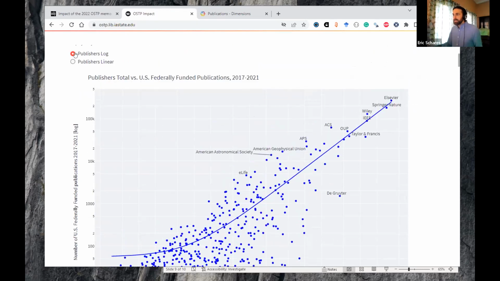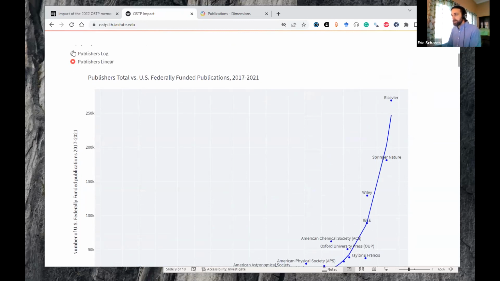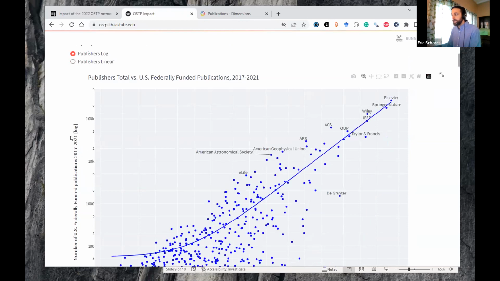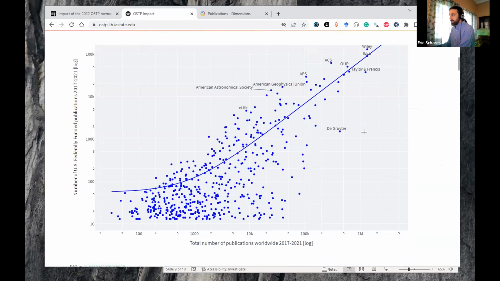And then here's the toggle to change the y-axis from log back to linear. If I click that, the graph will update and look different. But as I said, I prefer it to be a log plot because I think it makes it easier to see what's going on. So you've got this trend line running through. Publishers appearing above the trend line are maybe publishing more federally funded papers than you might otherwise expect from the trend line.